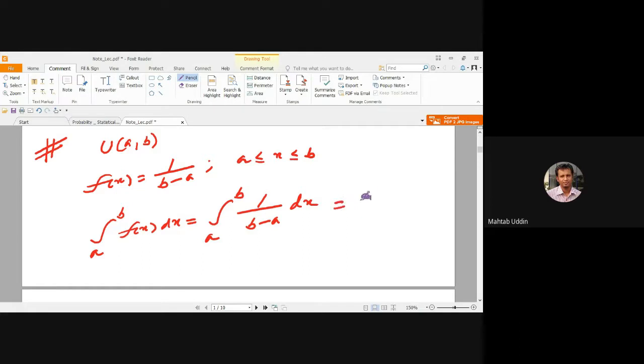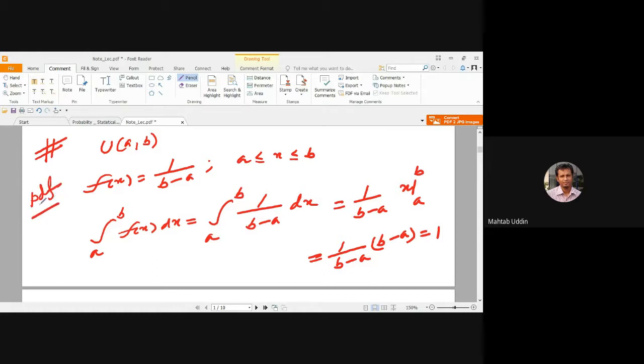So 1 by b minus a times x, then we'll get 1 by b minus a into b minus a. So what is this? 1. So what is the total probability? 1. So uniform distribution actually is a distribution where at every point of the given interval, they have the same probability. And we have seen total probability is 1, so this is a valid PDF. The PDF is valid now.